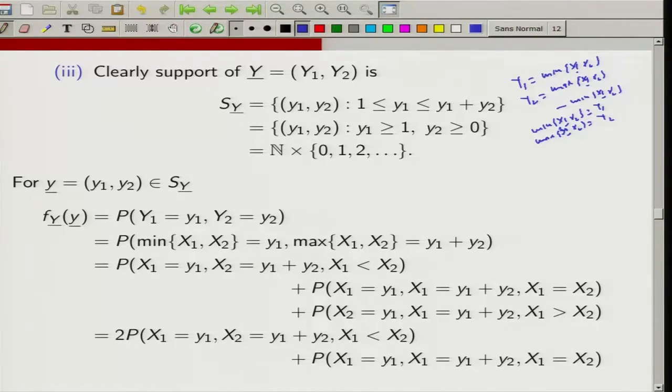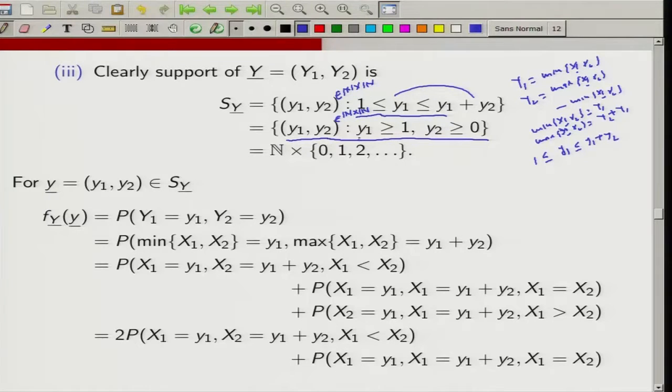And I know that the minimum and maximum both take positive integer values, and the minimum is always less than or equal to the maximum. So, that means y1 and y2 both have to be natural numbers. So, this means (y1, y2) has to belong to N cross N such that y1 is less than or equal to y1 plus y2. So, y1 is always greater than or equal to 1, and less than or equal to y1 plus y2. If you simplify this, it turns out to be y1 greater than or equal to 1, and this range gives me y2 greater than or equal to 0. The only thing you have to make sure is that y1 and y2 both are integer valued.